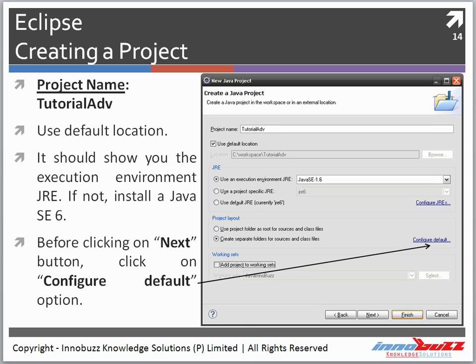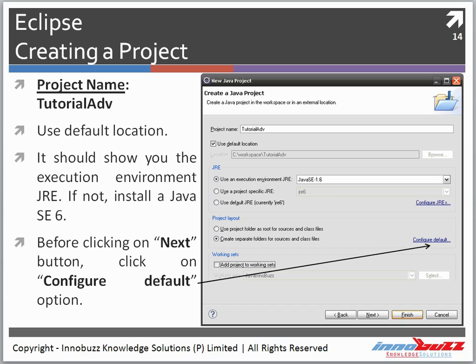This is the main window to create the project. For the project name, we will be using tutorialADV. If you configured your workspace folder properly, then using the default location is a good choice. Then you have to choose the JRE to use, and the most recommended is the execution environment JRE.